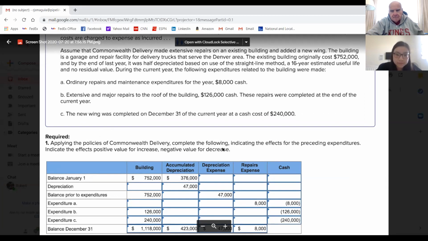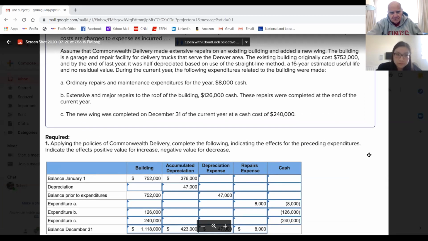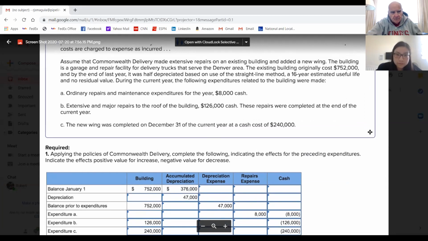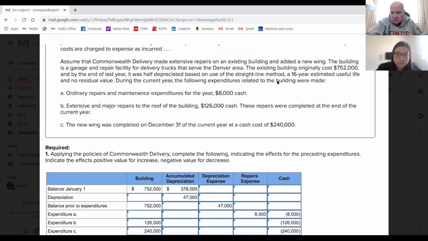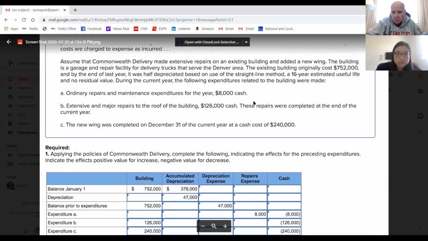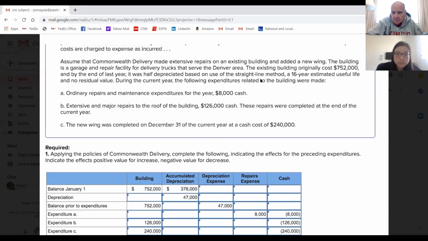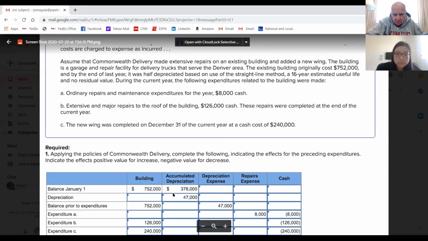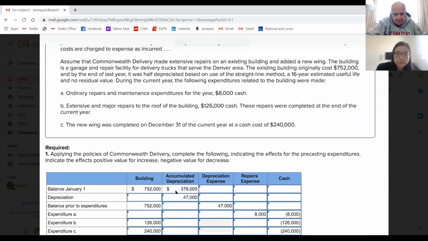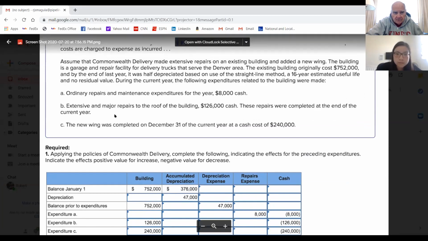Yes. Okay, let's take a look at this. There was something I didn't like about this, and I'm not sure. Okay, all the numbers start here. They bought a machine, they bought a building for 752, half depreciated. Okay, so it was depreciated by half. So that's your beginning balance they're giving you.